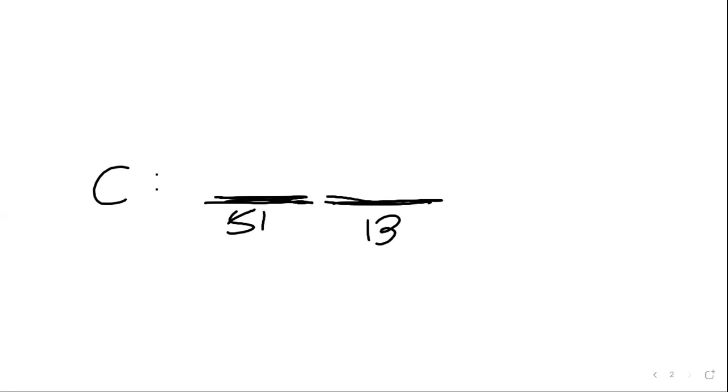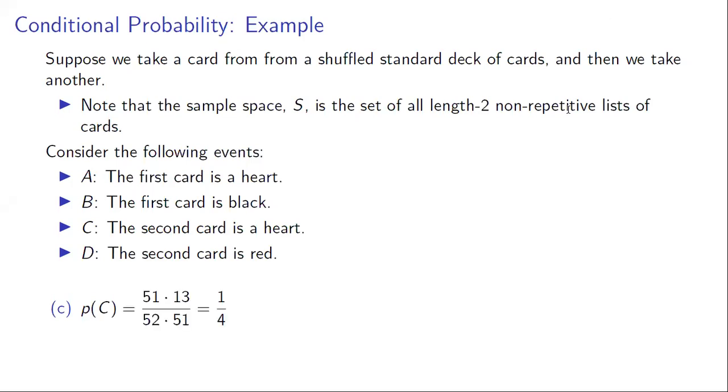And then the cardinality of S is the same as before. So the probability of C is 51 times 13 divided by 52 times 51. Again, the 51s cancel out. We have 13 divided by 52, which is 1/4. Next, probability of D. What's the probability that the second card is red?